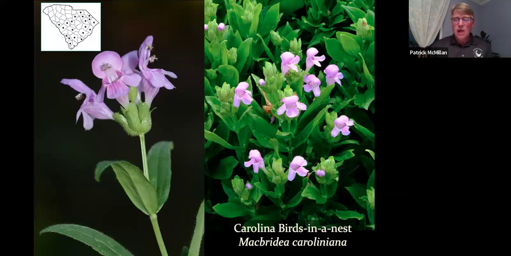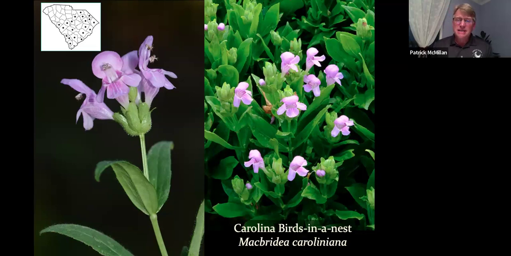This is called Carolina birds in a nest, Macbridea caroliniana. Everything is Carolinian about this plant. The range is centered on the Carolinas. It's a southeastern coastal plain endemic. It is a beautiful, large flowered mint without a minty smell.